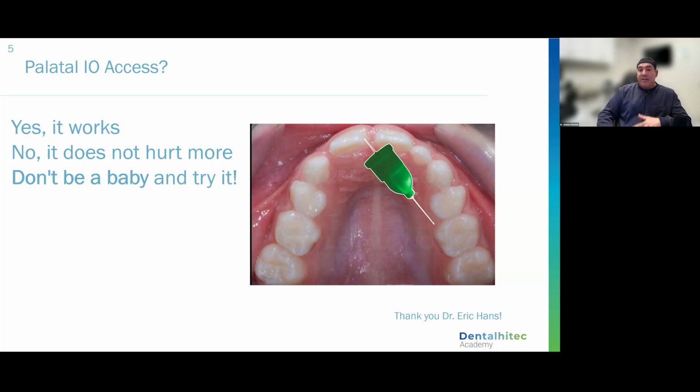So the vast majority of the time, since I'm right-handed, I've got a numb I&J, I'm going to give palatal delivery, and the patients are going to be fine. Especially since we know that most infections will drain towards the buccal. I don't even think twice. Give it on the palate.